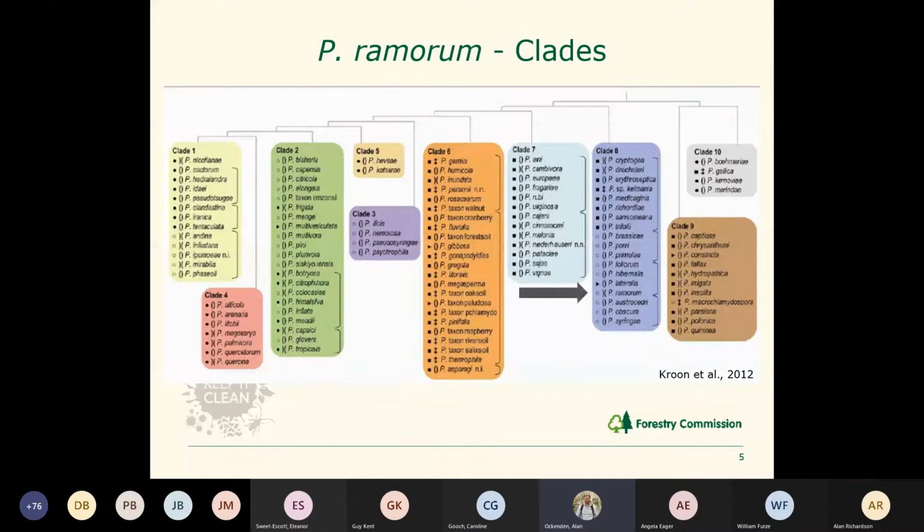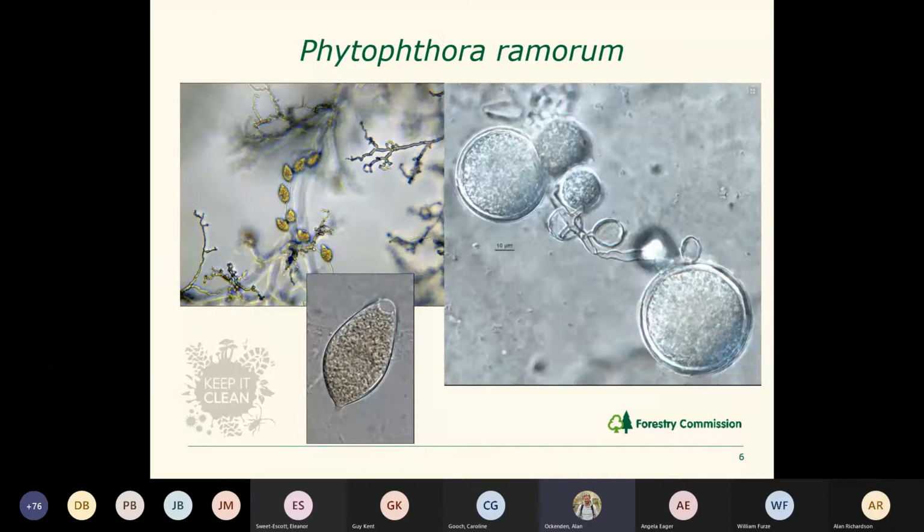So splitting down ramorum into clades, into different groups, we'll be looking at, to start with, Phytophthora ramorum, which sits in clade 8. There's a few others which some of you may be familiar with in that same group as well, like Phytophthora lateralis and Phytophthora ostracedra as well. So there's a number of rather effective plant pathogens that sit within that clade, within that group.